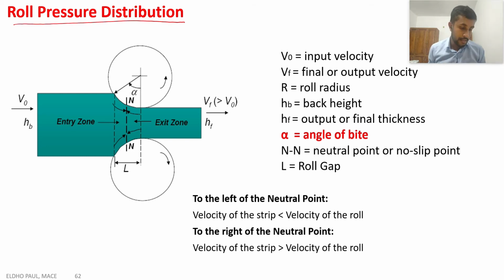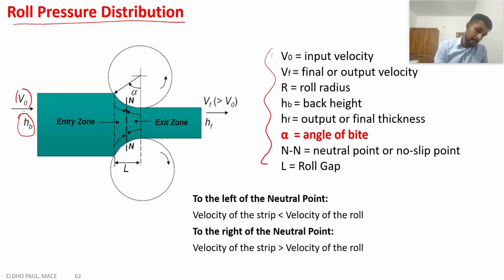In this we are already familiar with these terms. V0 is the entry velocity of the workpiece. H0 is the thickness of the workpiece at the entry, and VF is the velocity in the exit region, and HF is the thickness in the exit region. We know for a rolling process VF will always be greater than V0, and this is the rolling gap.